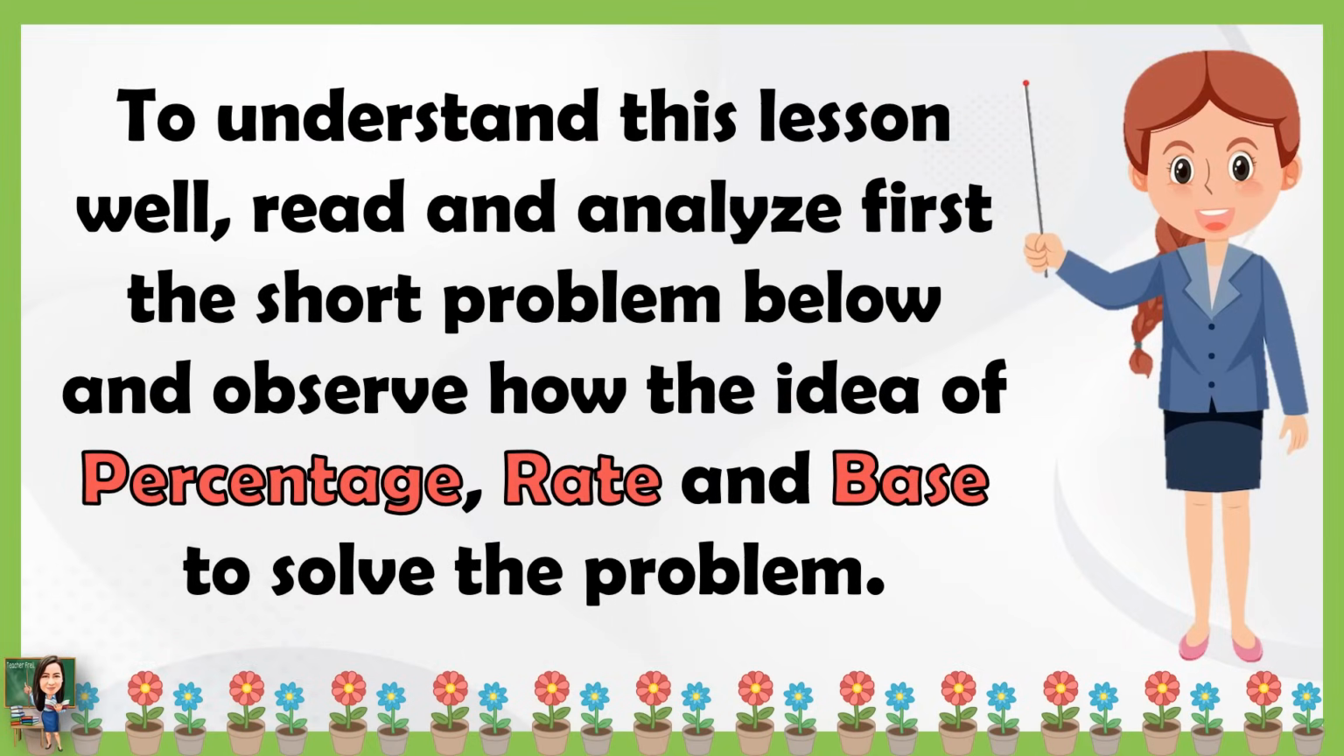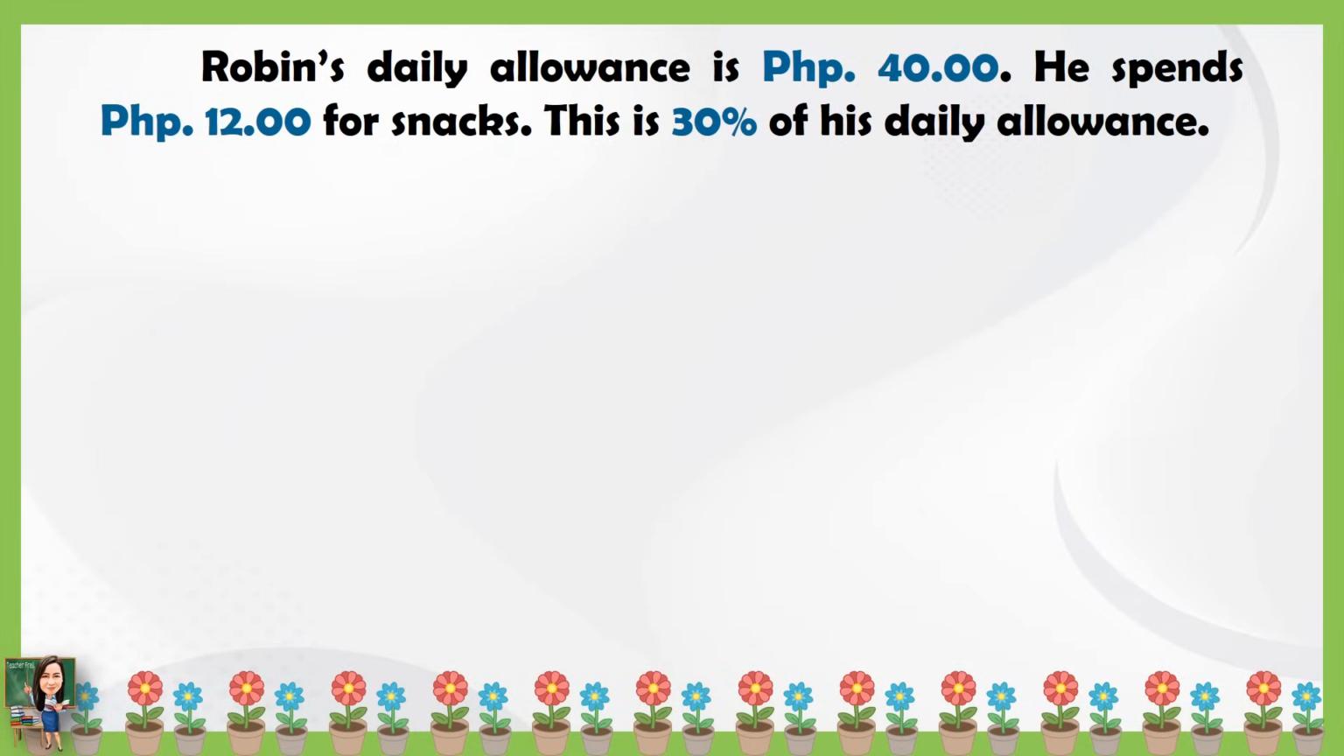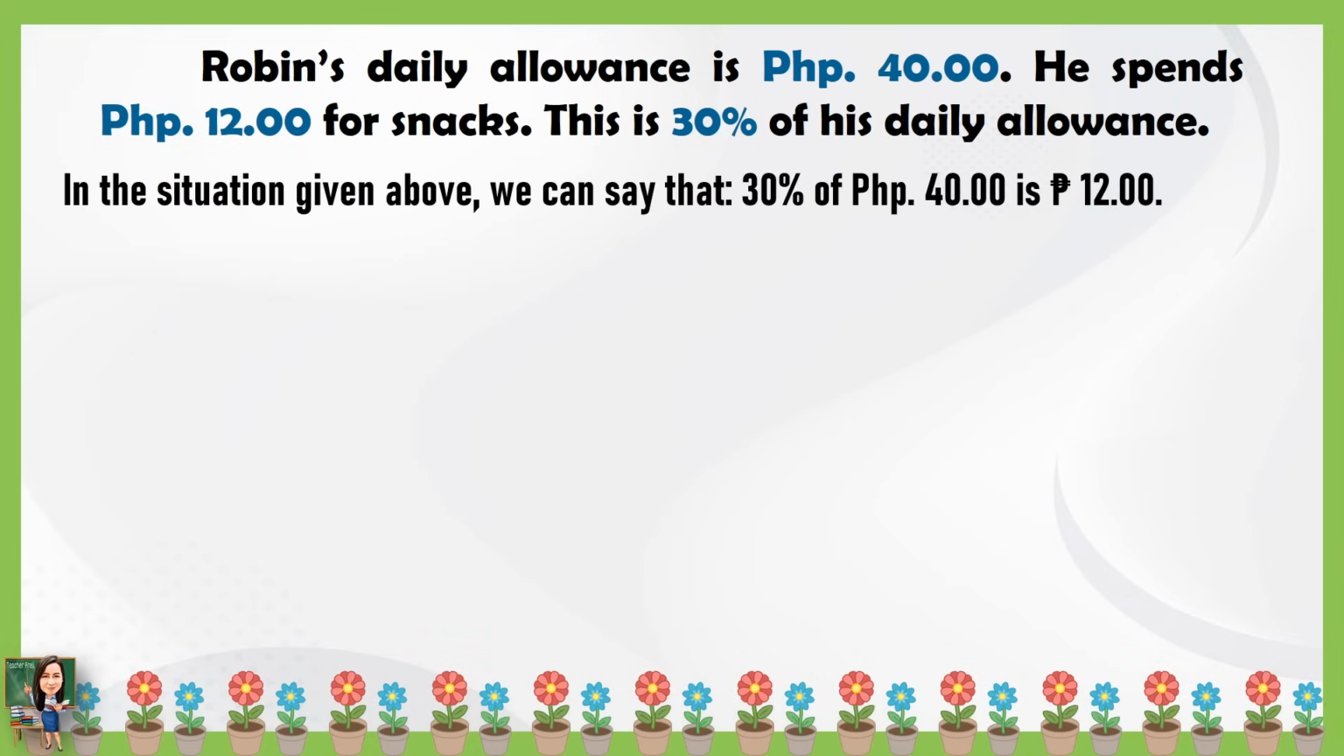To understand this lesson well, read and analyze first the short problem below and observe how the idea of percentage, rate, and base is used to solve the problem. Let's read the problem. Robin's daily allowance is 40 pesos. He spends 12 pesos for snacks. This is 30% of his daily allowance. In the situation given above, we can say that 30% of 40 pesos is 12 pesos.